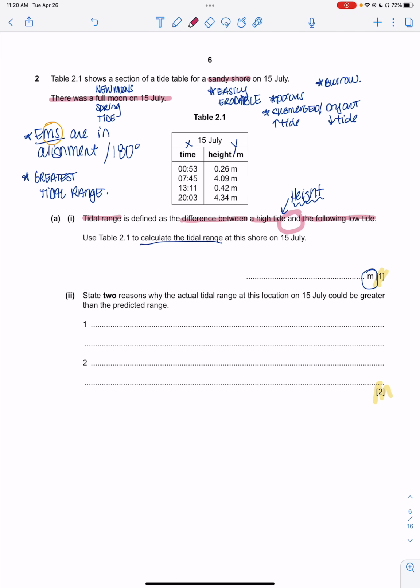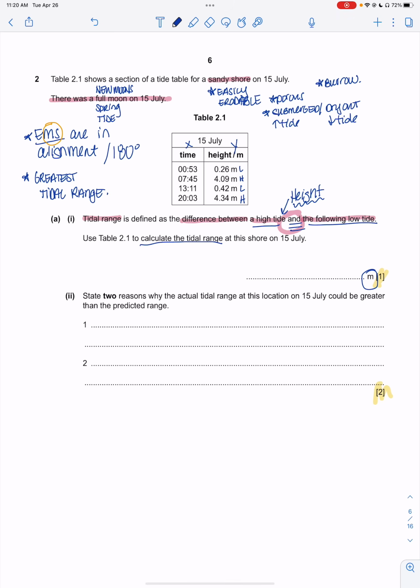And so you're starting off 0.26, and then at 7:45 a.m. you're at 4.09. So this is definitely your high. Then this has to be low, and then it goes 0.42. Here's another low. That's at 1:11 in the afternoon. And then 8:03 p.m. you're back at a high again. And it says a high tide and the following low tide. So this is what you needed to subtract.